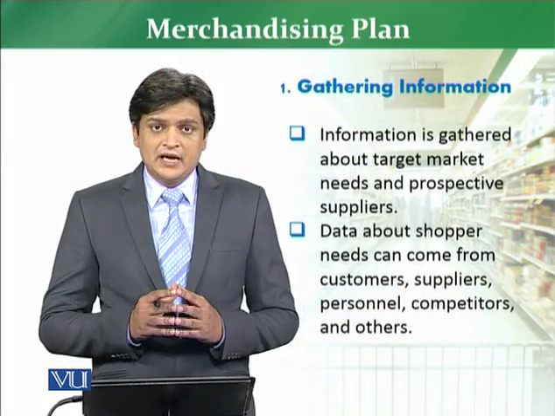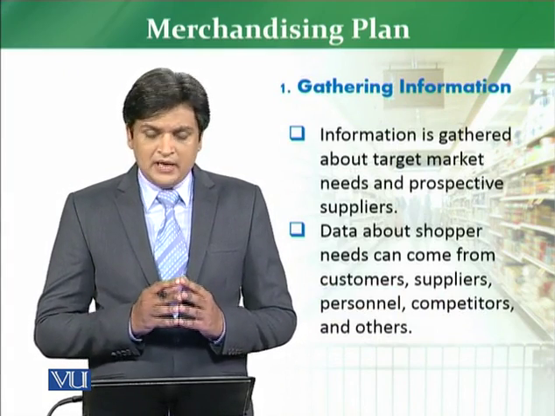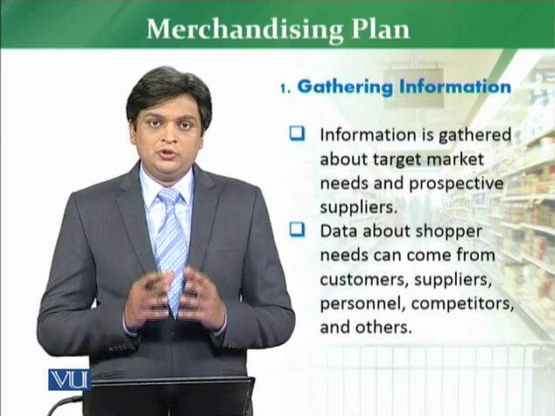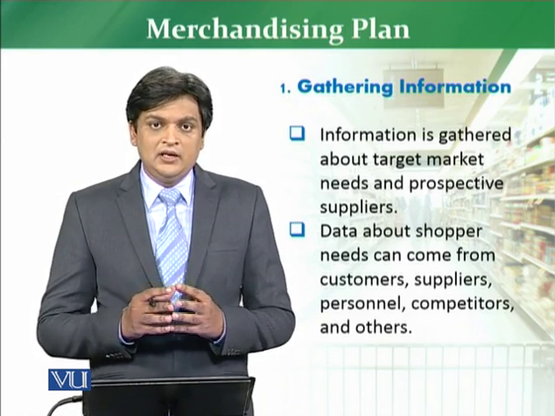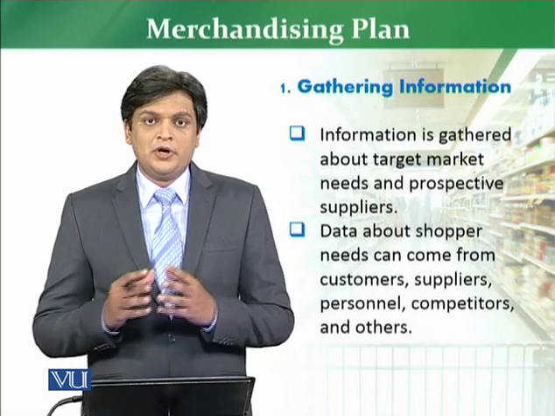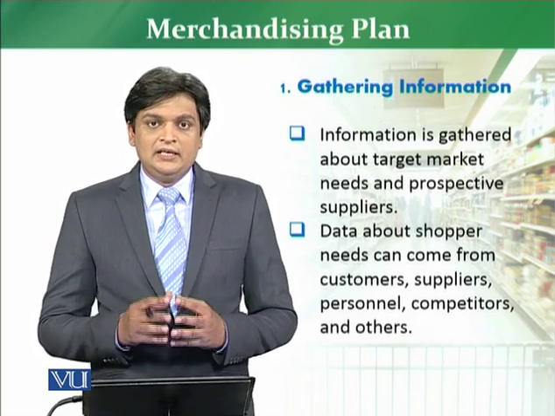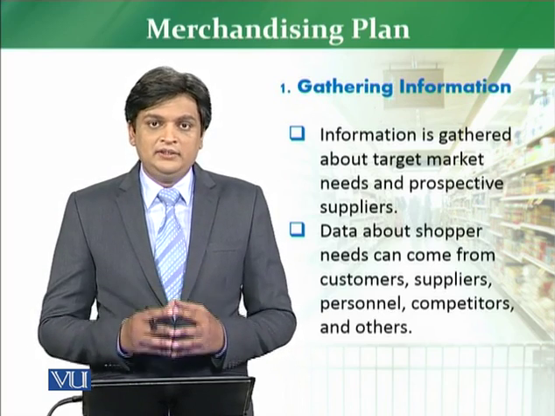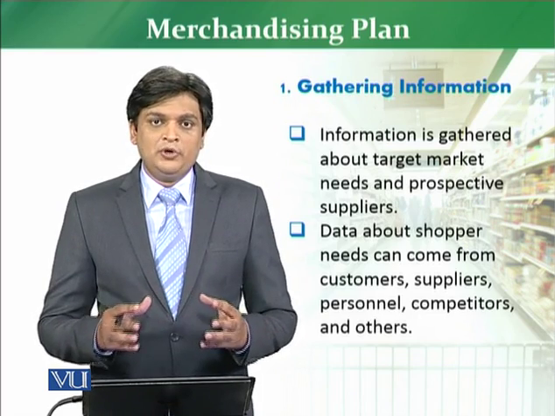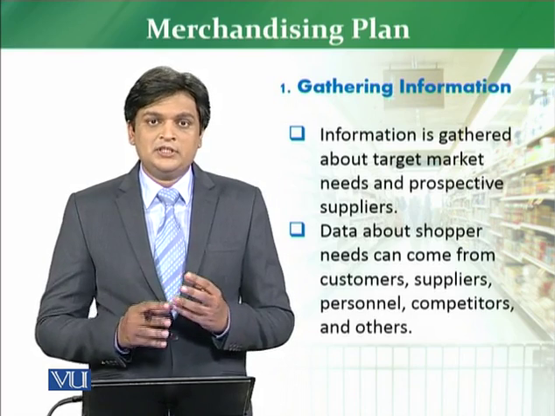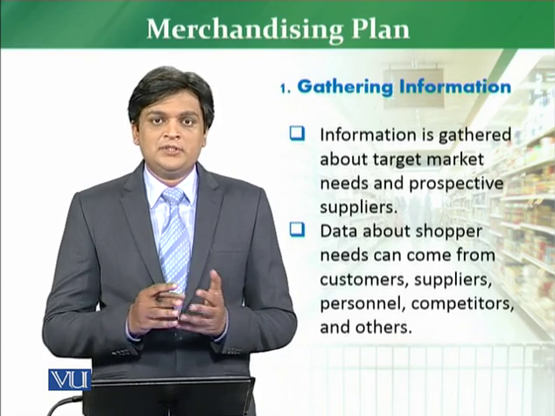Once we discuss the gathering of information, it is gathered normally about the target market needs and prospective suppliers. So you have actually 2 things in your mind. One is what the target market would be, and second, from whom I am going to buy these products. So who would be my prospective suppliers? For example, if I have planned in the beverages category, which suppliers will I go to for negotiations, for the purchase and for the contracts? If it is beverages, there will be suppliers for soft drinks and suppliers for hot drinks.